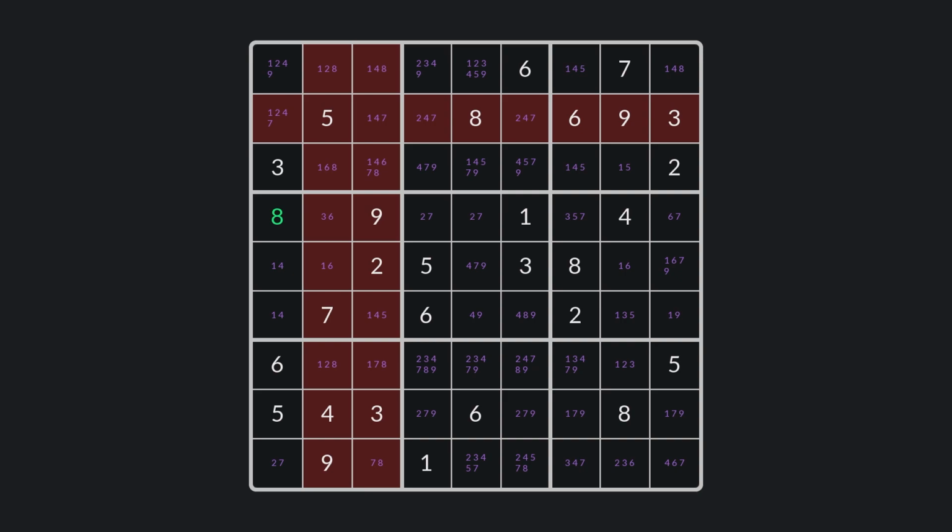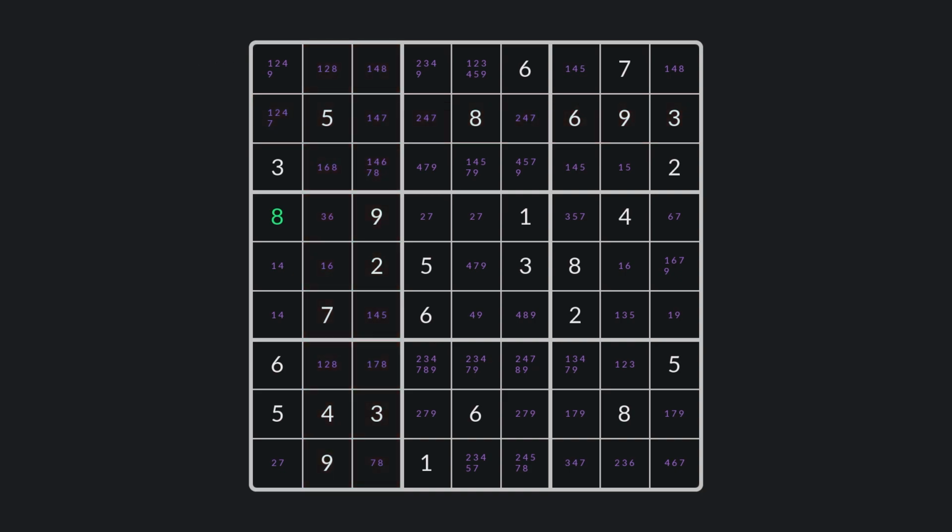Based on that, we can conclude that 9 must be the correct number for the top left square. You can see the same thing by looking at the lists of possible numbers created by the algorithm. Only the list in this square contains 9.